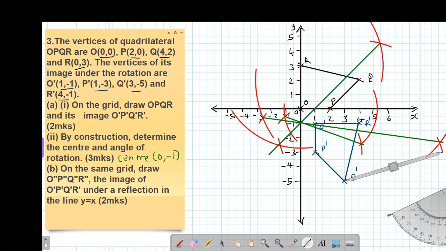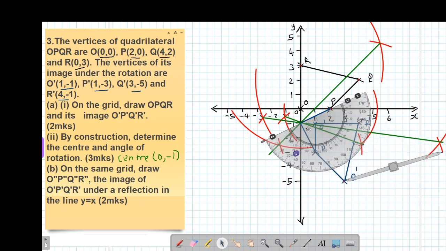I want to draw a straight line from point P, connecting it to the center of rotation, the point (0, -1). Then I also connect P prime to the center of rotation. Therefore, the angle between P to the center of rotation and P prime should give us what we are calling the angle of rotation. You can see the protractor is aligning between the center and P. Then of course you can see P prime is through the angle of 90 degrees.